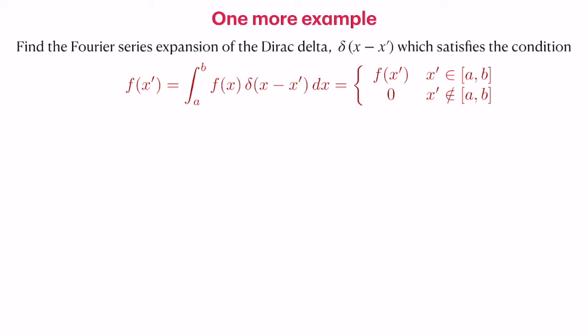We have seen that. We can say that the integral from a to b of f of x times the delta function dx is equal to f of x prime if x prime is in the interval a to b, otherwise it is 0.